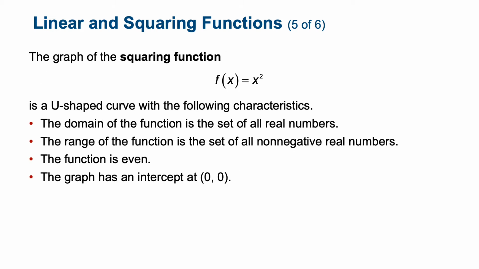Okay, next, the graph of the squaring function, which is f of x is equal to x squared. It's a parabola, looks like a U, okay? And the domain of the function is the set of all real numbers. It's defined over all x. The range, for just this specific one, is the set of non-negative real numbers. So the range is all values f of x can take: values greater than or equal to 0.